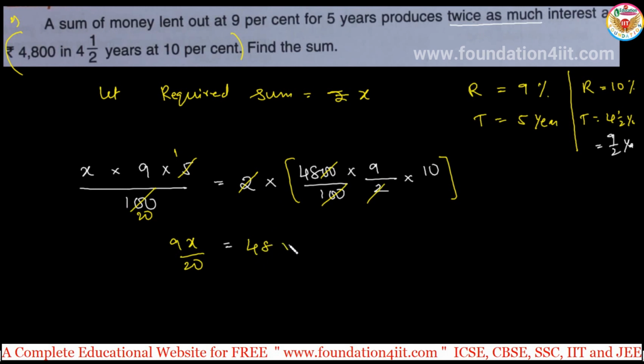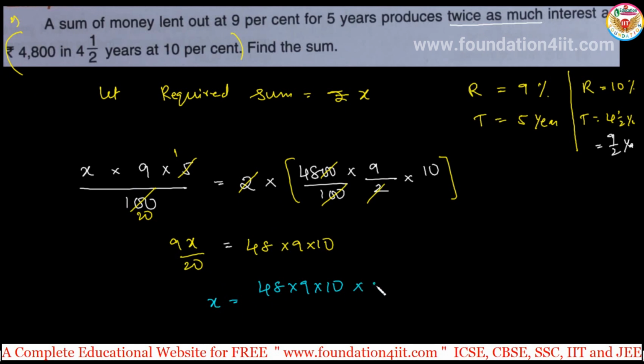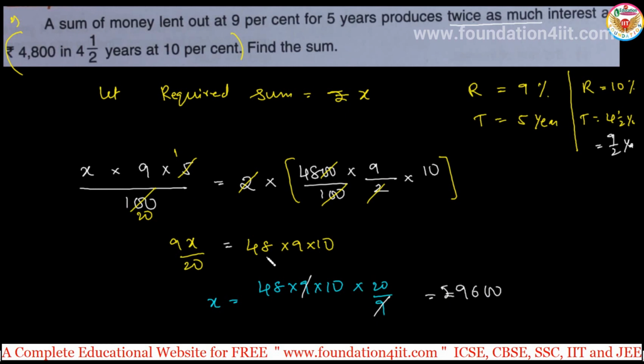Now 48 times 9 into 10 from this x value. 48 into 9 into 10 times 9 by 20, no, so 20 by 9, reciprocal this, cancel this 9 9, finally 48 into 2, 9600. So 9,600 is the required sum.